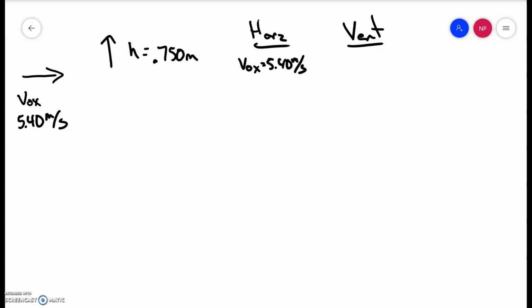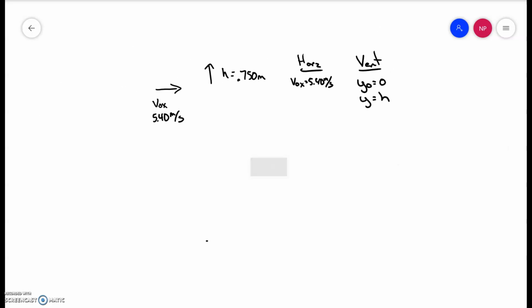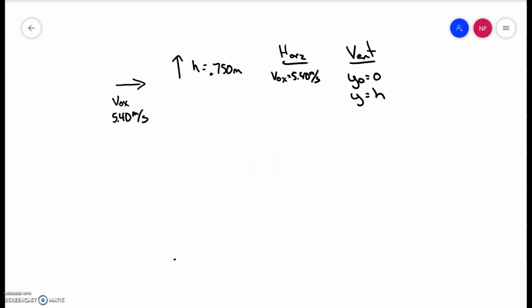And then vertical is going to be, we want our starting point, so I'm going to say y naught is equal to 0, and then my y is going to be equal to h, so that will be the ending height there. We don't know our initial y velocity, so I might put a little question mark there, but we know the ending y velocity at the top is going to be 0. So that would be that maximum height there.